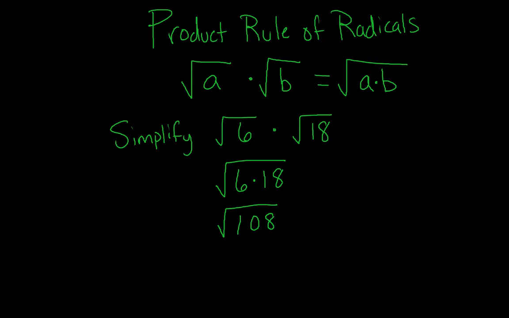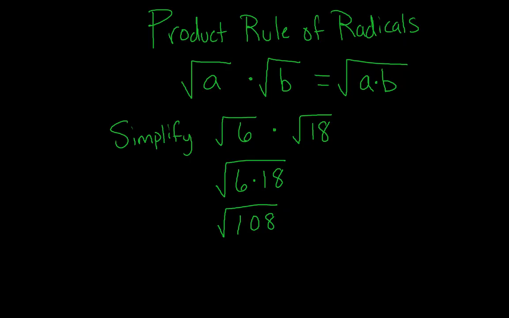And so you might think, hey, we're done. I'm done simplifying, but that's not necessarily the case. You want to see if this number under the square root has a perfect square factor. And if we look at 108, can we divide 108 by any perfect squares? Or does 108 have any perfect square factors? And I'm talking about the numbers that are perfect squares: 1, 4, 9, 16, 25, 36. Can we divide 108 by any of those?